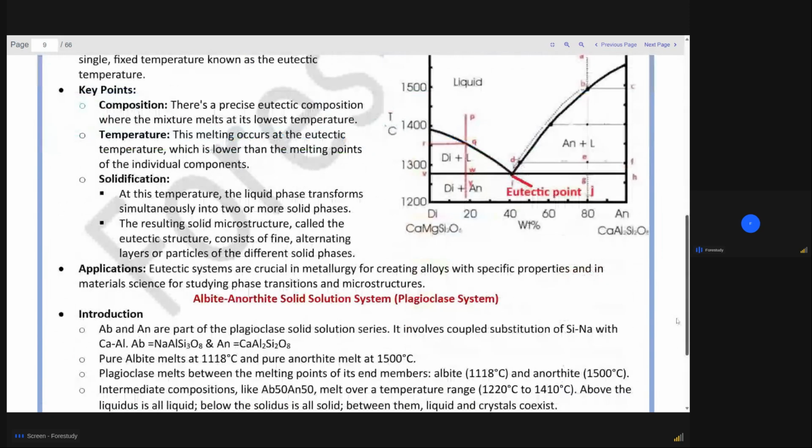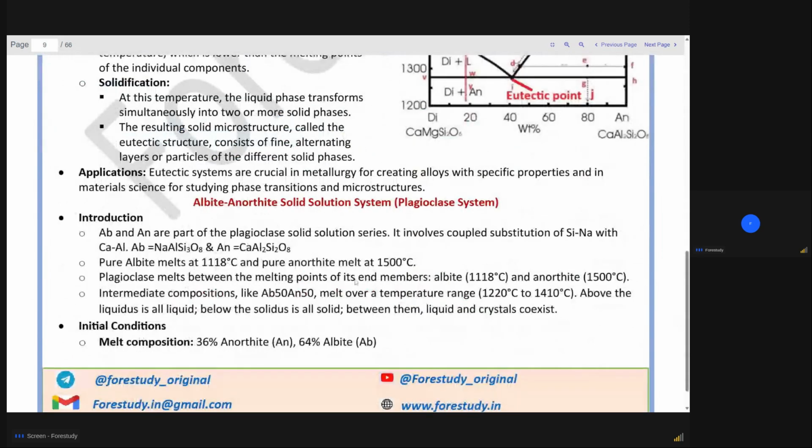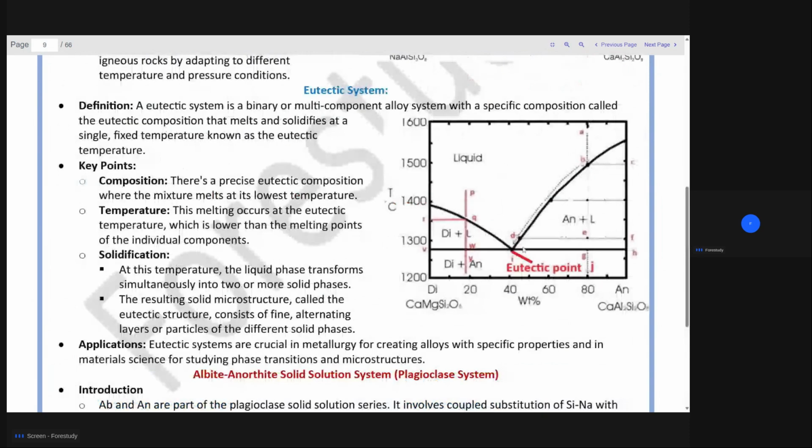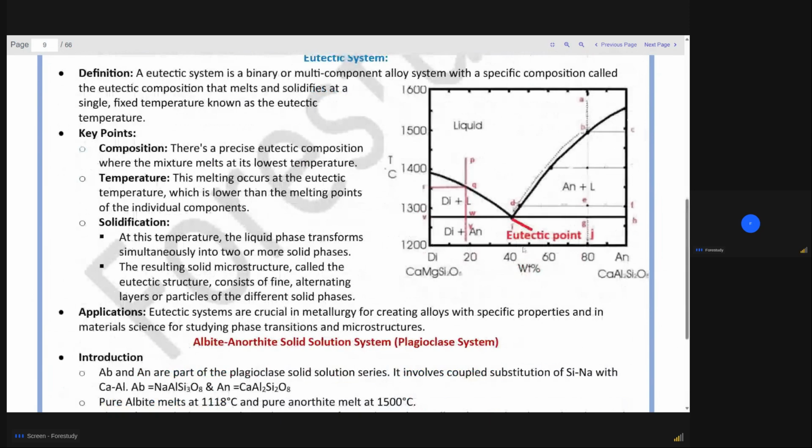So Plagioclase melts between the melting points of its end members, that is 1118 degrees Celsius for albite and 1500 degrees Celsius for anorthite. So Plagioclase, that is the middle members, can melt at any of the given temperatures in between. Intermediate compositions like Albite 50 and Anorthite 50 melt over a temperature range of 1220 degrees Celsius to 1410 degrees Celsius.